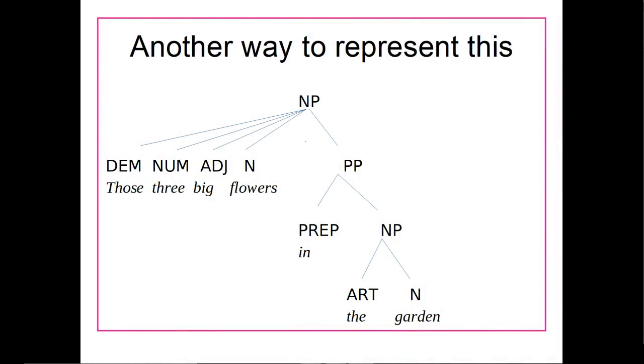I'm not particularly a fan of these tree structures, but if you're ever looking through linguistic literature, you'll probably run into something like this. But basically, we indicate that there's a noun phrase up here, and this noun phrase is made up of a demonstrative, a numeral, an adjective, a noun, and a prepositional phrase. This prepositional phrase is made up of a preposition and a noun phrase, and this noun phrase is made up of an article and a noun.